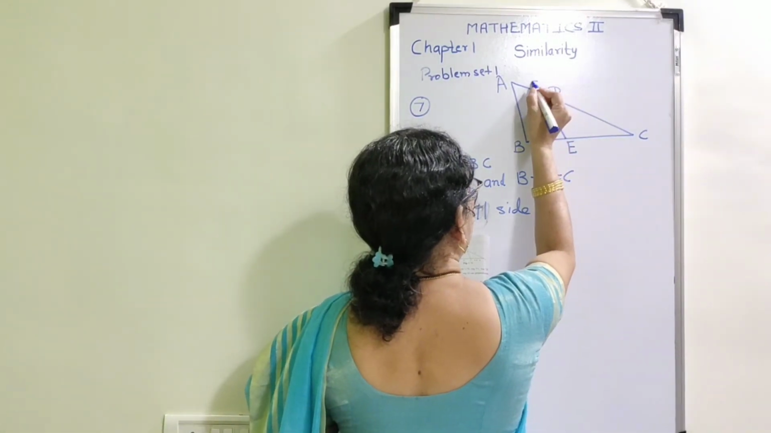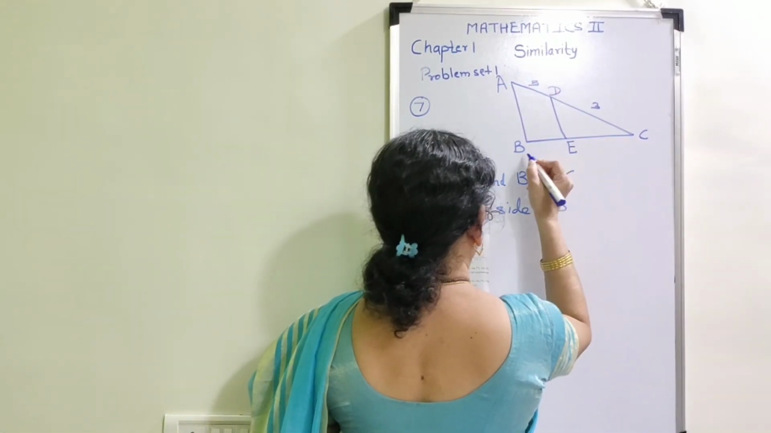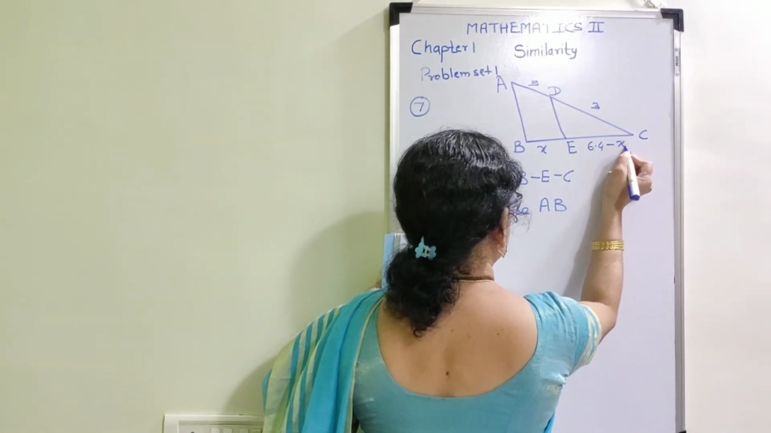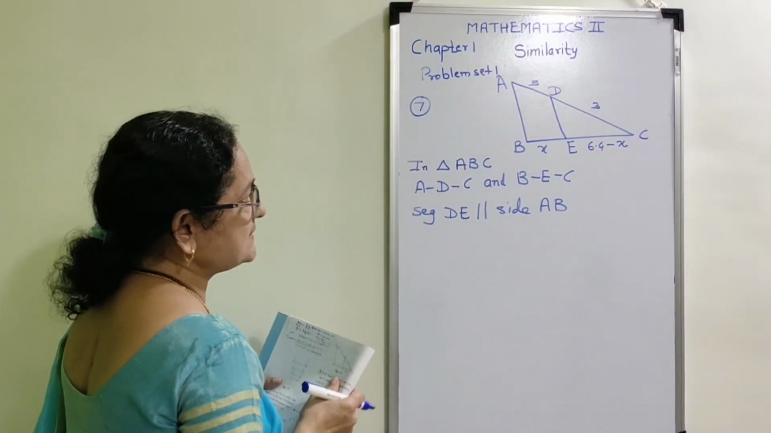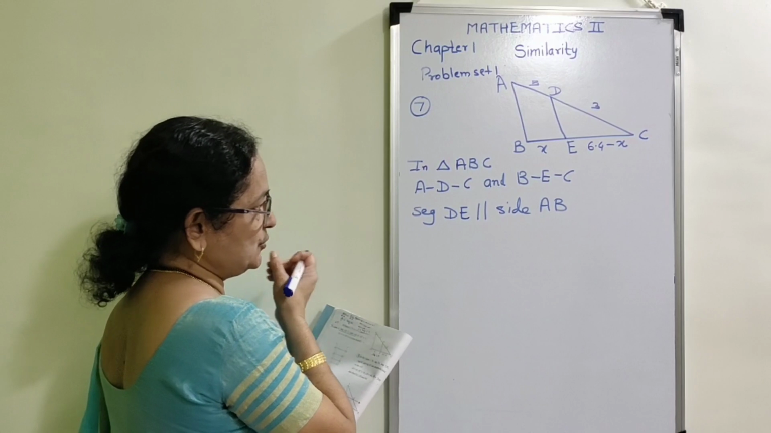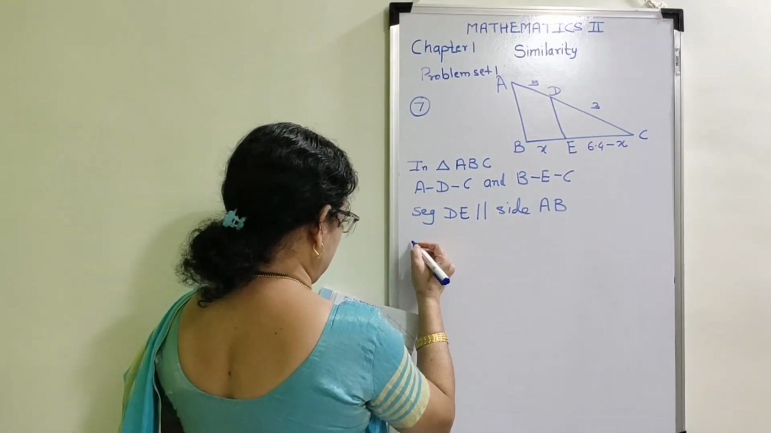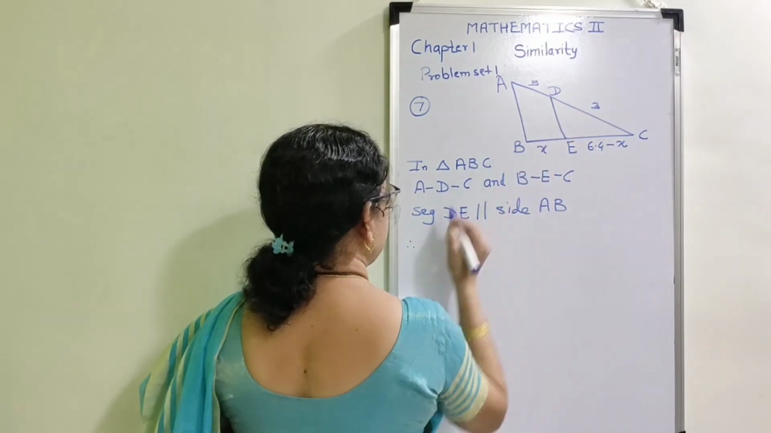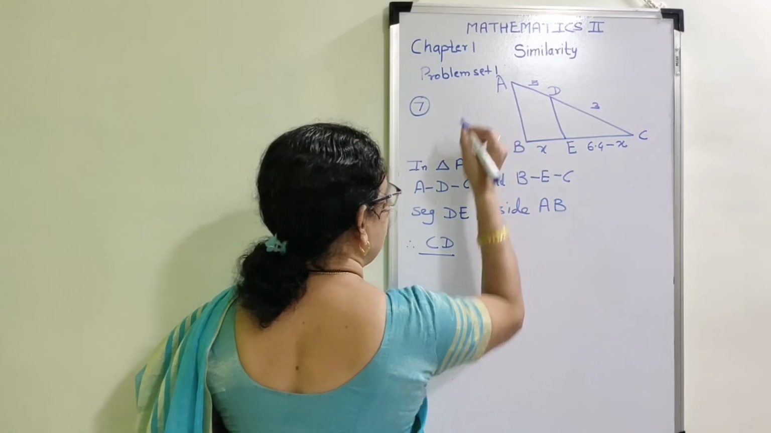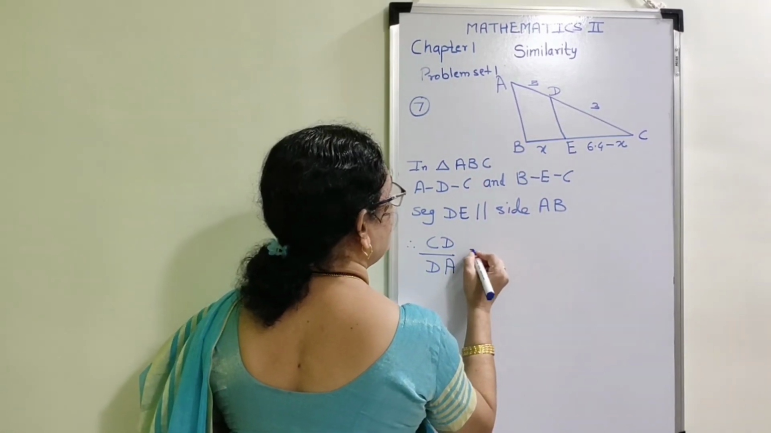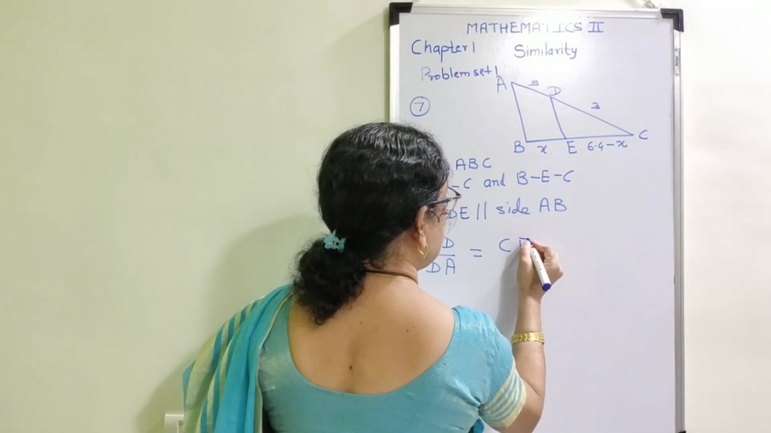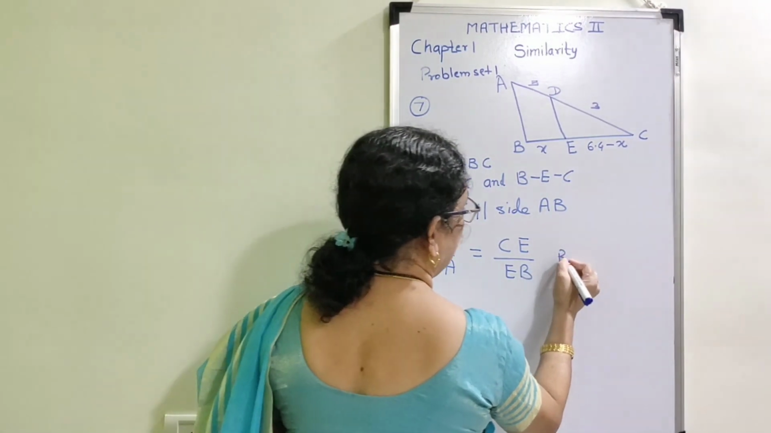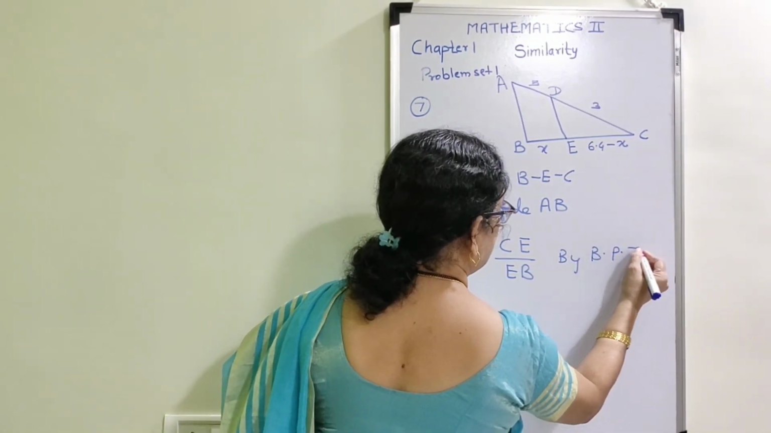I am going to substitute the values 5, 3, x, and 6.4 minus x. Now how to solve this? I am going to apply the basic proportionality theorem. We will get the ratio, starting from C: CD upon DA, or AD, is equal to CE upon BE, or EB, by the basic proportionality theorem.